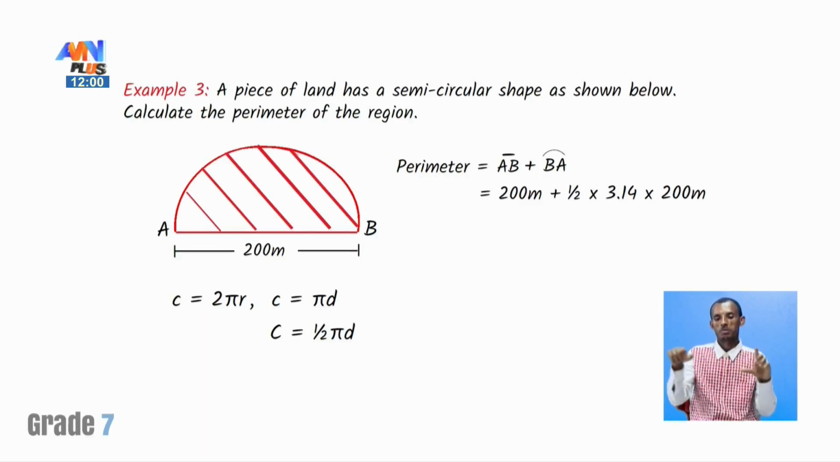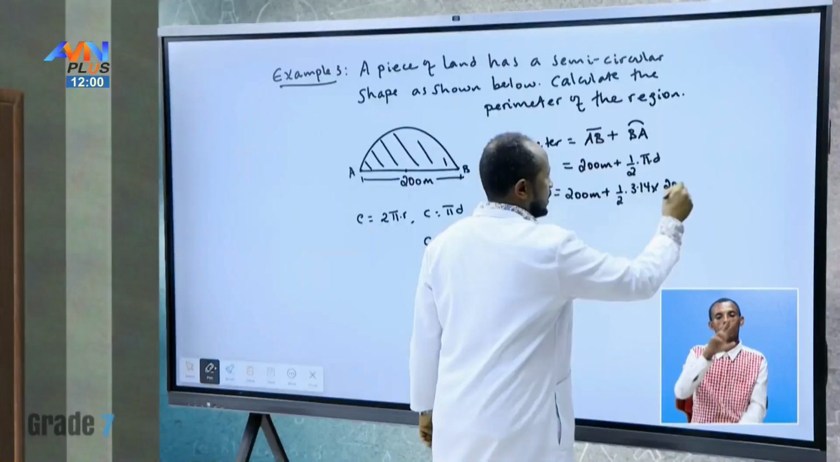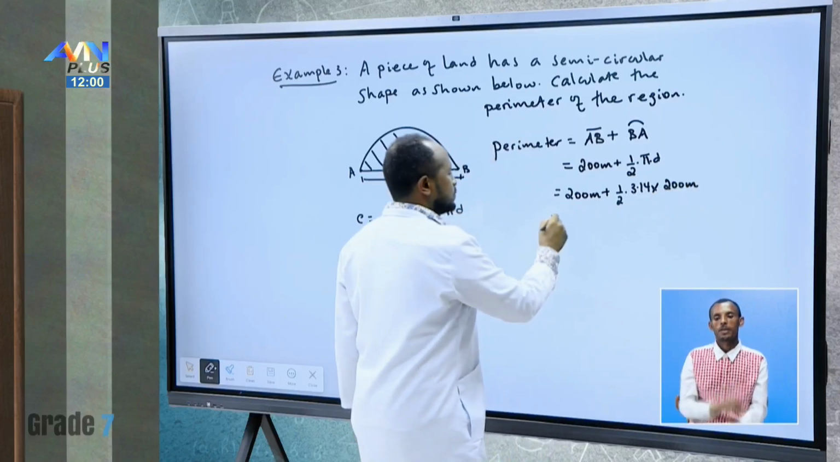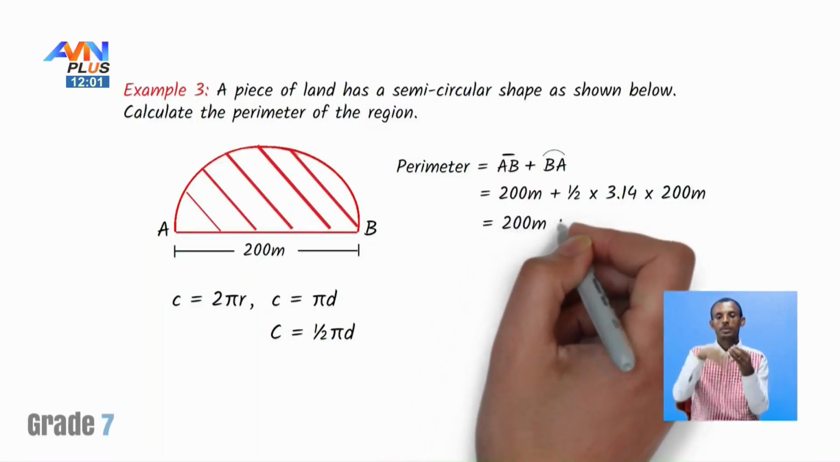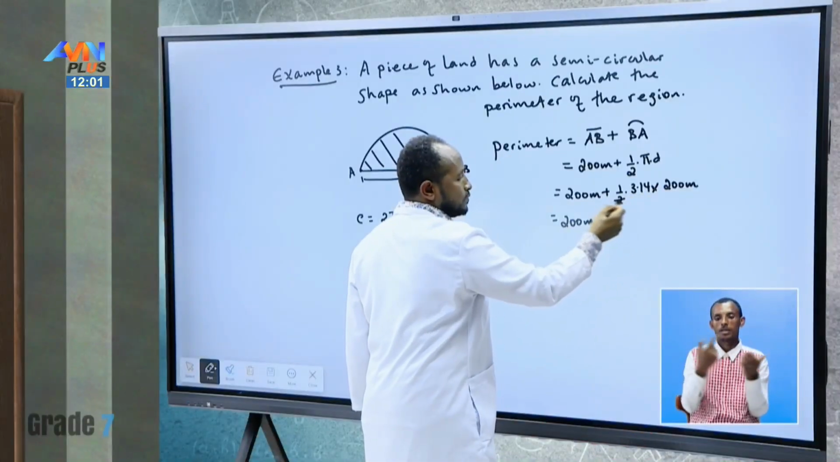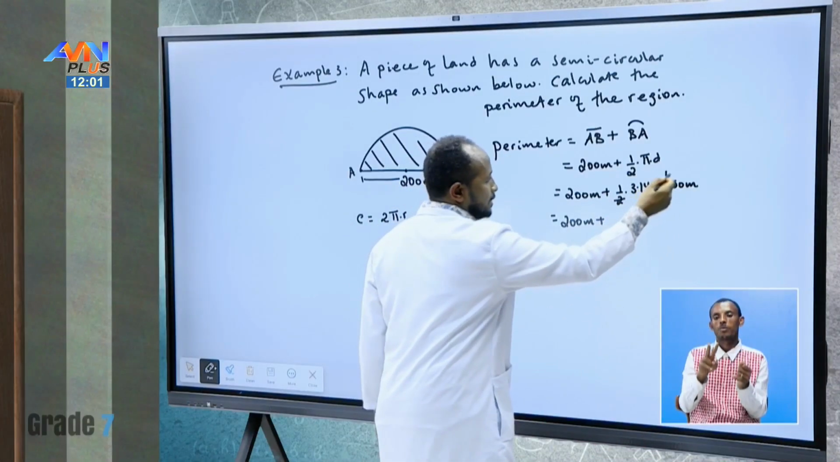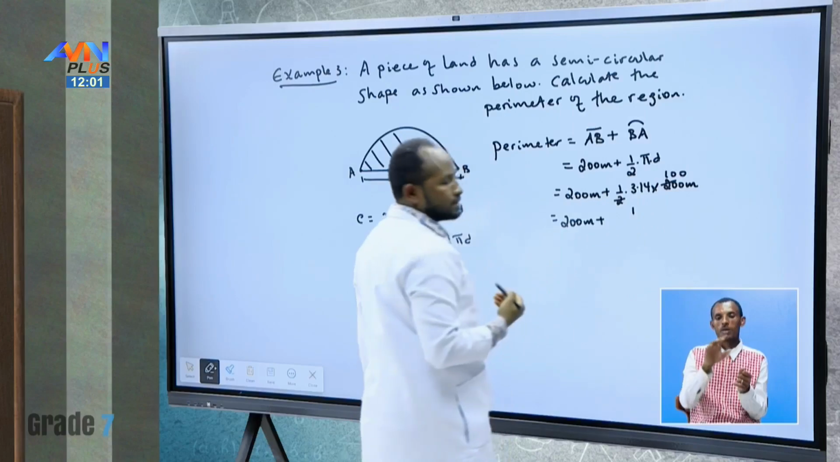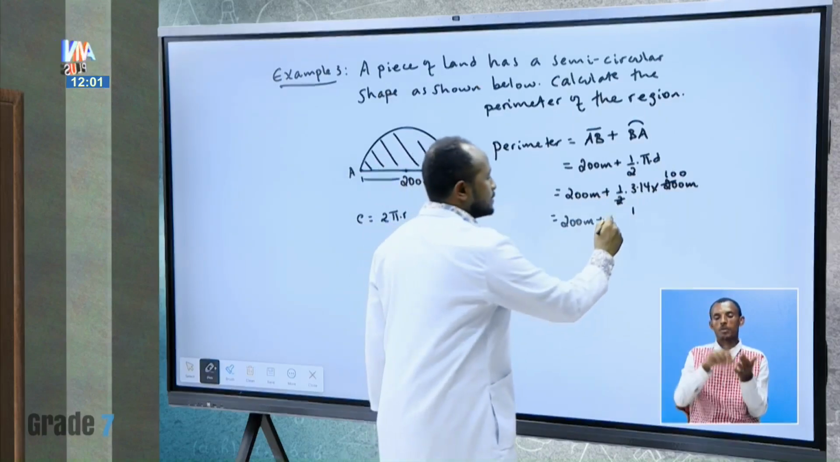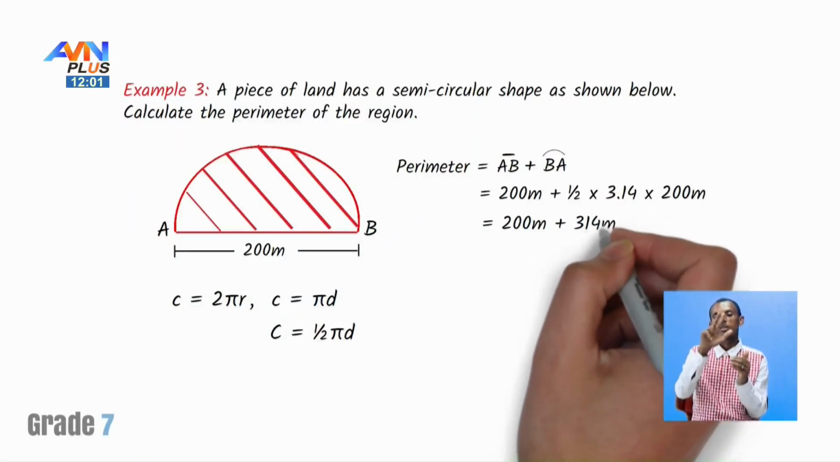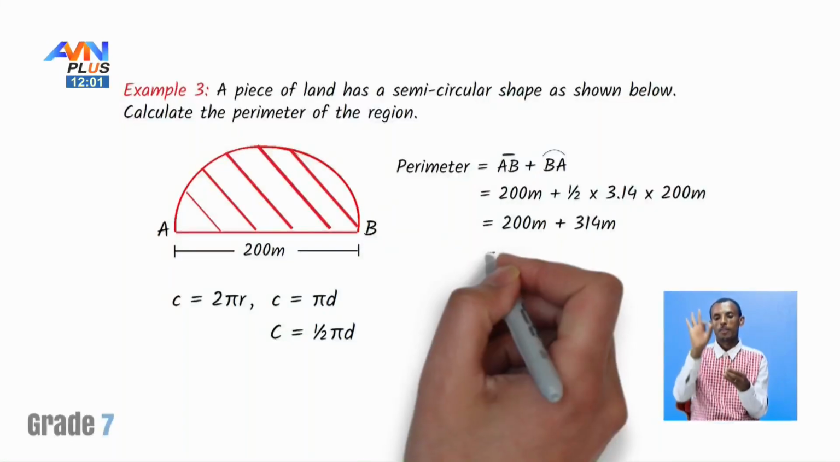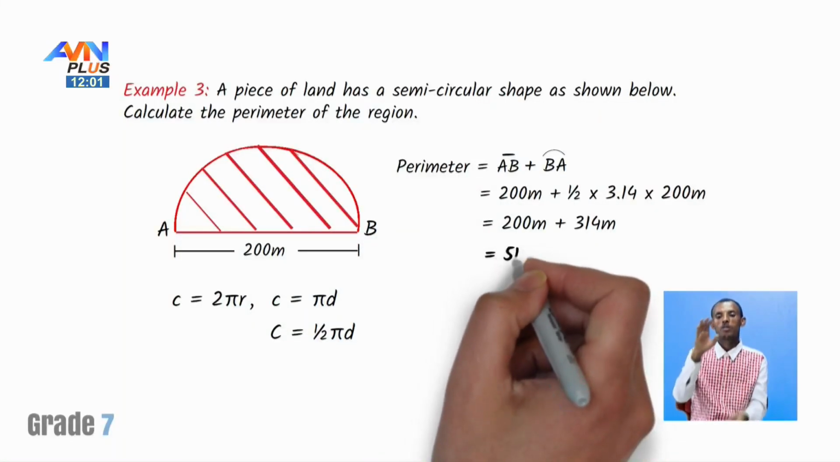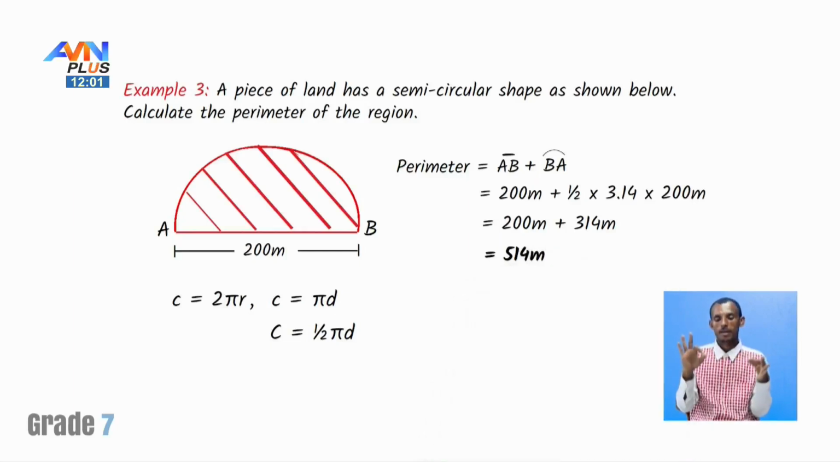So 200 meter. Therefore, this will be equal to this 200 meter plus, I can divide these two by 2, it's 1 by 2, it is 100. 100 times 3.14 gives us 340 meter. So adding these two, you will have 540 meter will be the perimeter of this region.